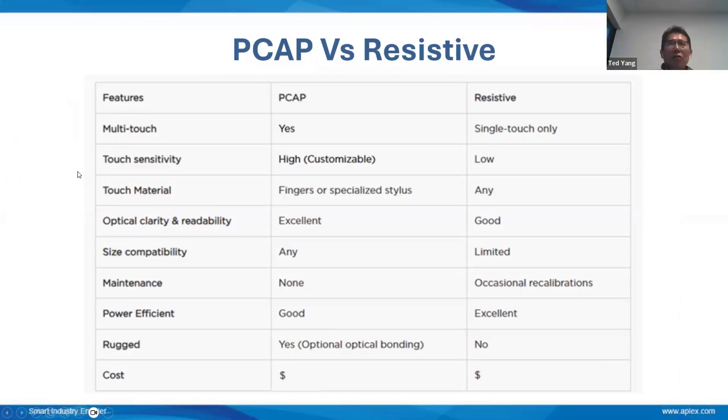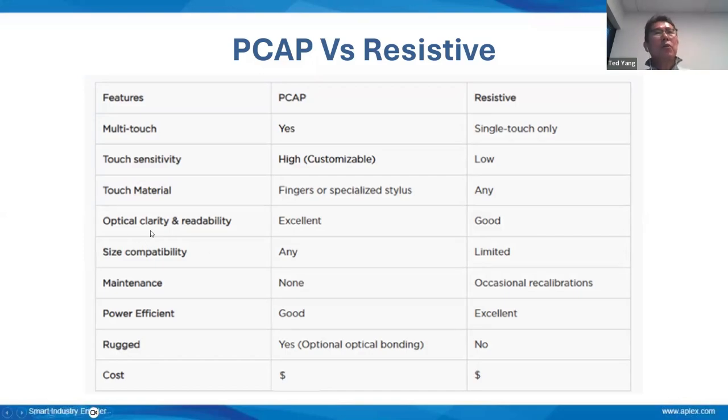And the touch sensitivity is much higher than resistive. And it is customizable. That means the firmware can be programmed, depending on what kind of material you're using. Some people use gloves when they work. They have to use gloves. If we know what kind of glove they are using, we can program the sensor to be able to work with the glove that they are using.